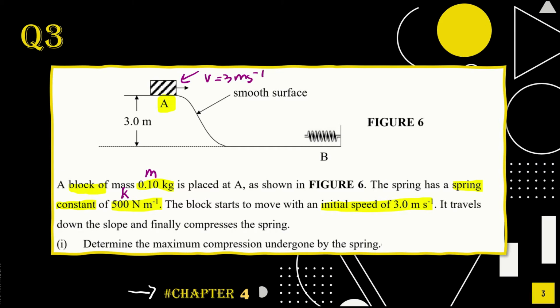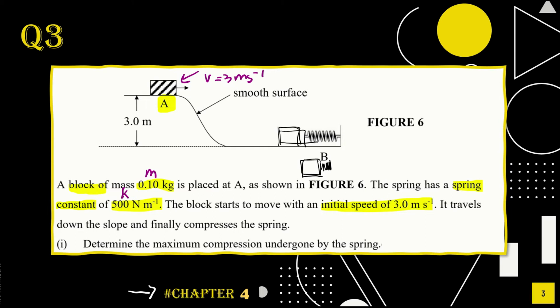It travels down the slope, and finally compresses the spring. So I hope you can imagine that this block finally reaches this point and it will compress this spring. So this spring will be compressed at this position.